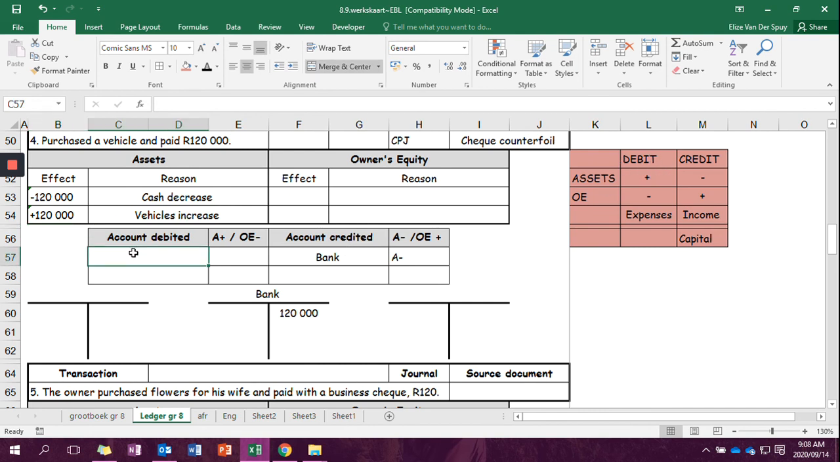Remember, assets increase on the debit side. So vehicles will increase, and that is an asset increasing. Our second T account's name will then be vehicles, and we will therefore debit that. So for every debit we have a credit, and these are two asset accounts. The one is increasing and the other one is decreasing.